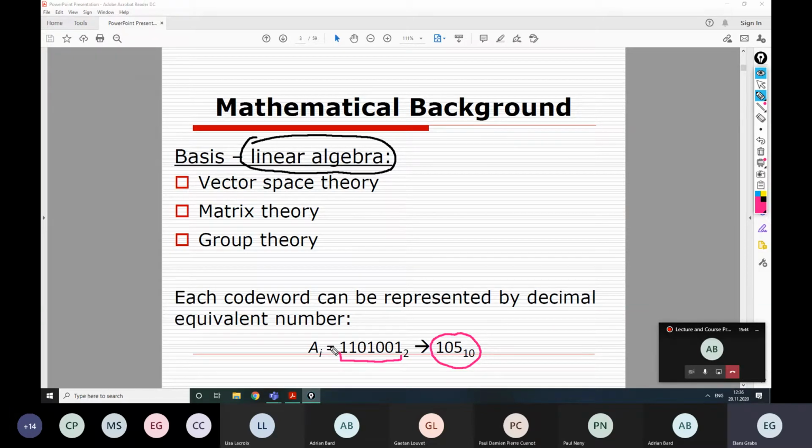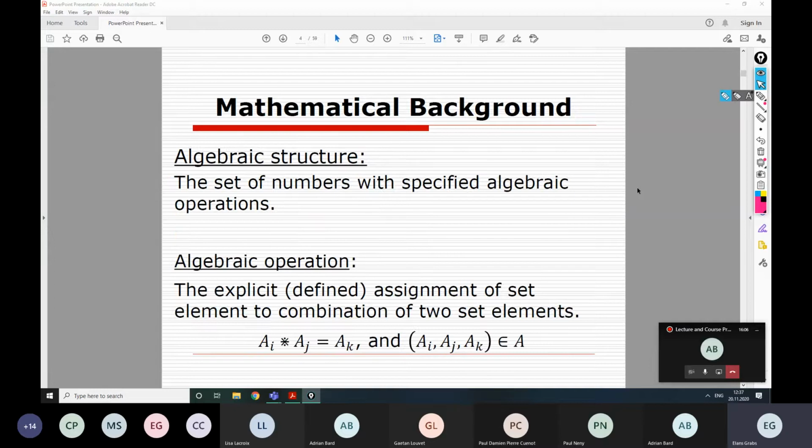And all the possible code words create sets, very similar to the set of natural numbers, the set of positive numbers, the set of integer numbers, and so on. Similarly, code words can create these sets. Yes, and these sets further are part of an algebraic structure. So the algebraic structure is not just the set of numbers, but it also includes some operations such as adding, subtracting, multiplying, division, and so on.